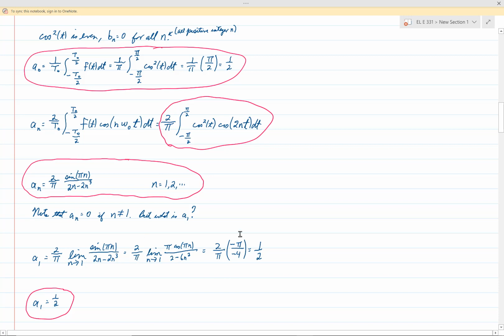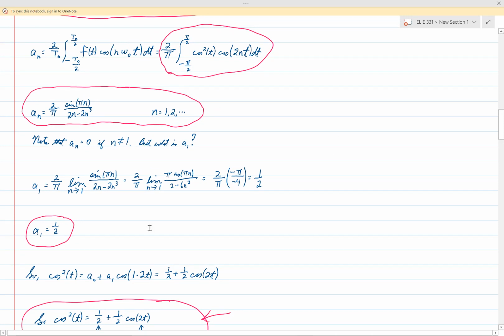So what this is telling us is that the limit of this expression, or the value of this expression as n goes to 1, is actually pi over 4. Then we multiply that by this 2 over pi out front, and so we get 1/2. So a0 is equal to 1/2, a1 is equal to 1/2, and all other values of a are equal to 0, and all of the bn's are equal to 0.